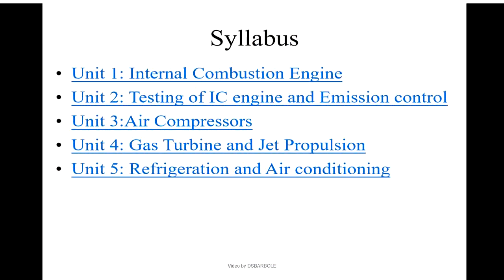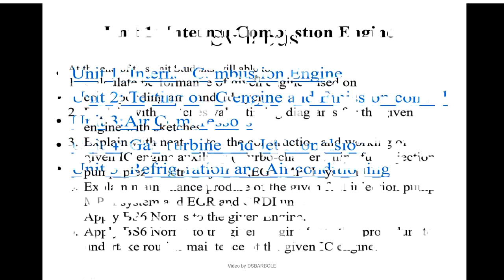Now in this subject there are 5 units. First unit is the internal combustion engine, second unit is the testing of IC engine and the emission control, third unit is the compressor, fourth is the gas turbine and the jet propulsion, and fifth one is the refrigeration and air conditioning. So now we will begin with the first unit.